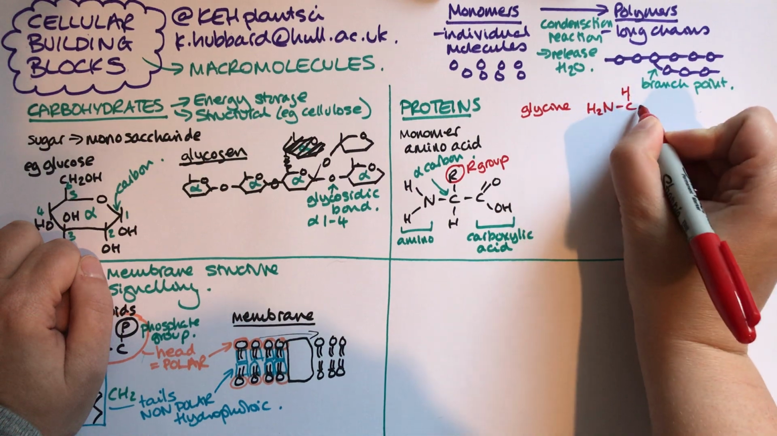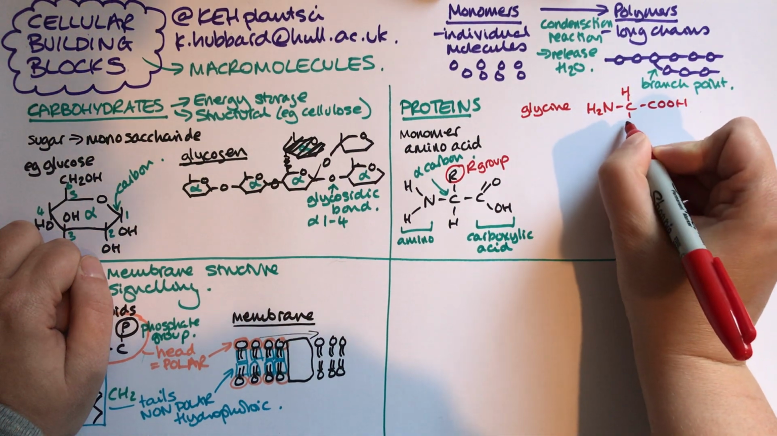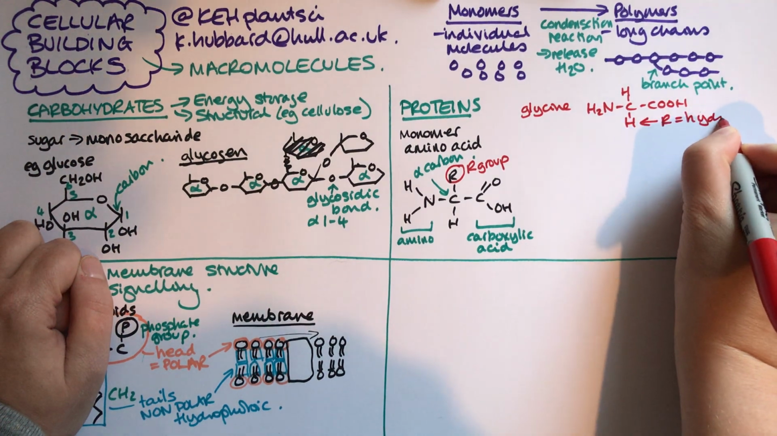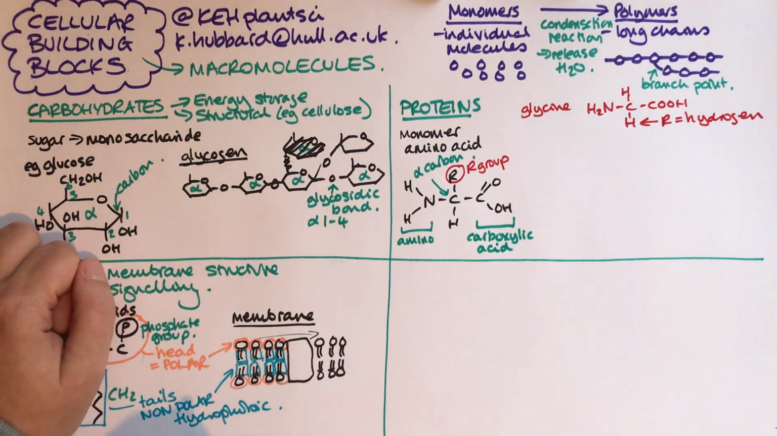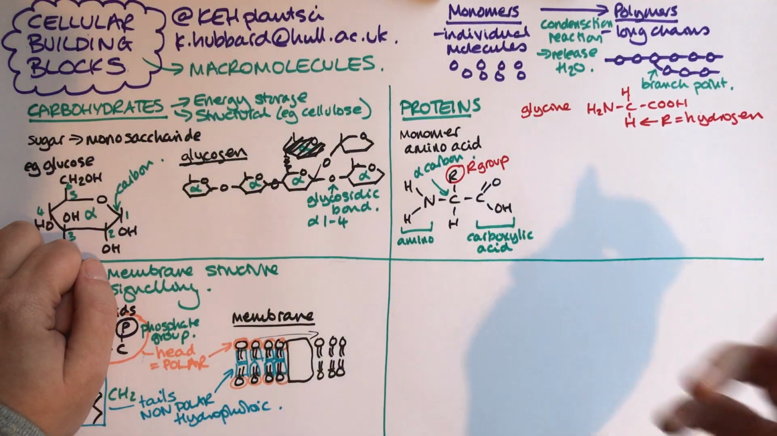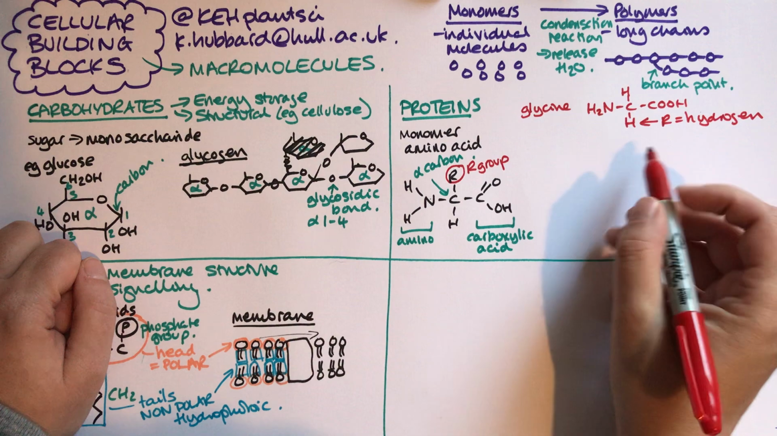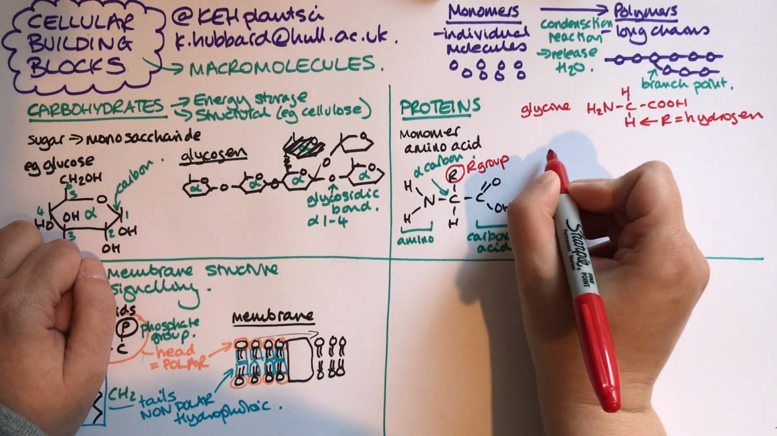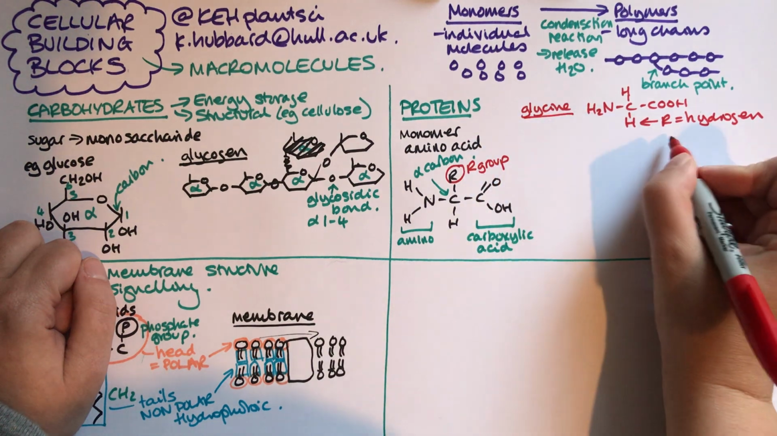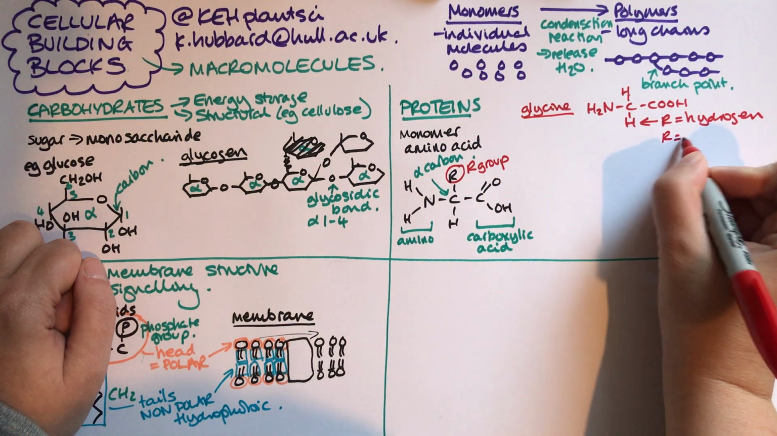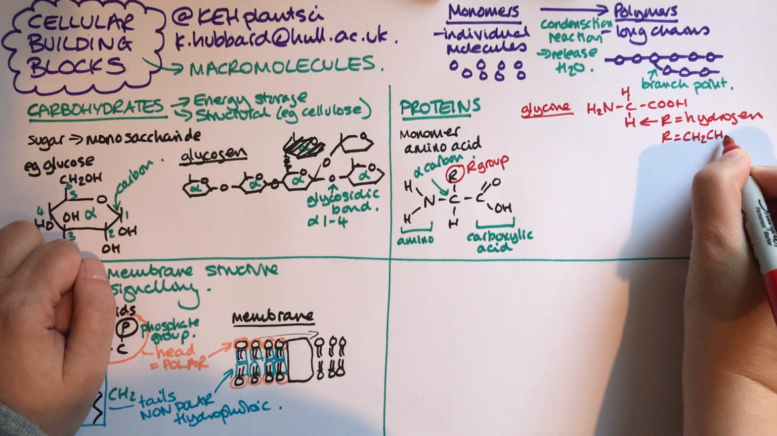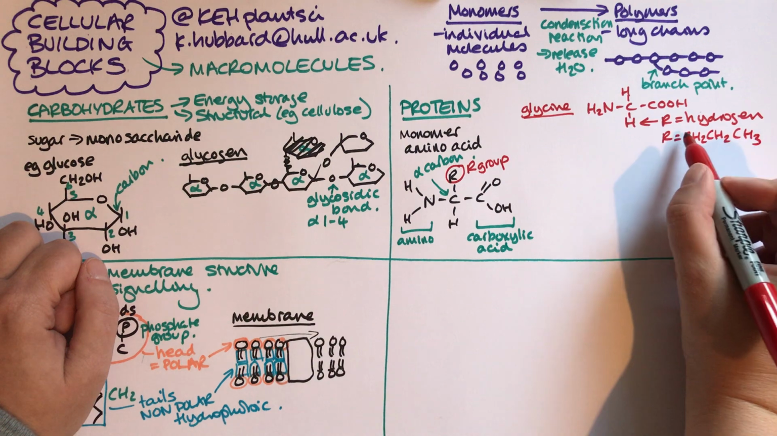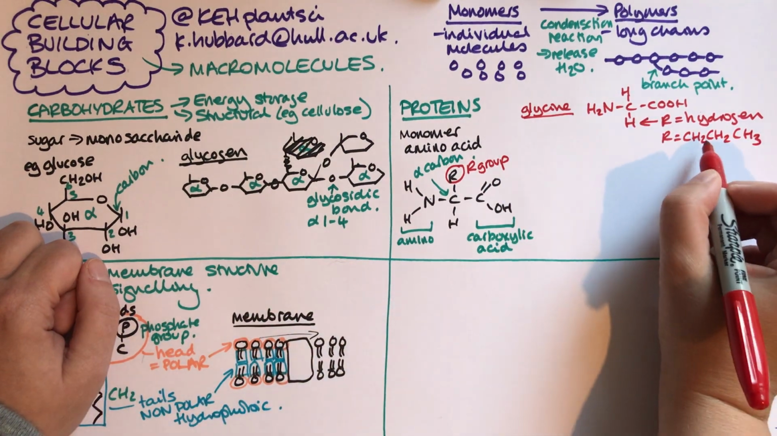carbon, COOH. For glycine, we've just got a single hydrogen there. But for other amino acids, you'd have more complicated structures. So for another amino acid, it could be that R equals CH2, CH3, for example, which would be a different amino acid. Apologies, I can't remember the name of which amino acid that is off the top of my head.